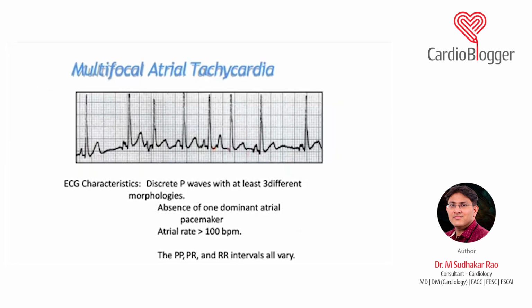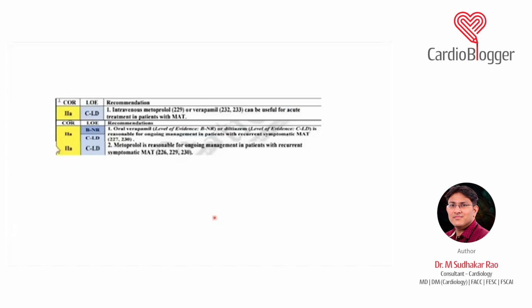So you should be able to see three or more different morphologies of P wave. There is absence of one dominant atrial pacemaker. The atrial rate is more than 100. If it is less than 100, we usually call it wandering pacemaker. And the PP interval, PR interval, and RR interval all vary.